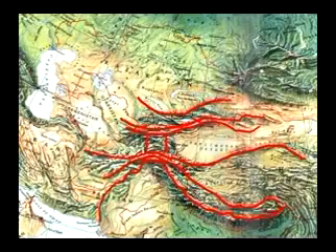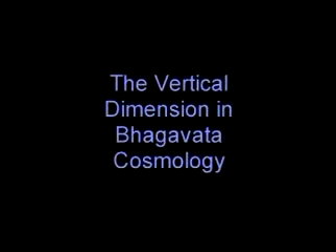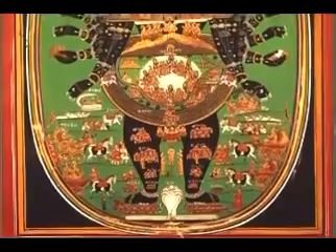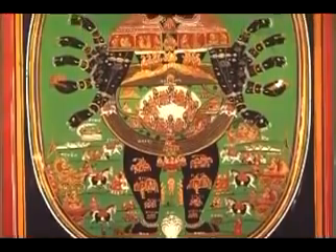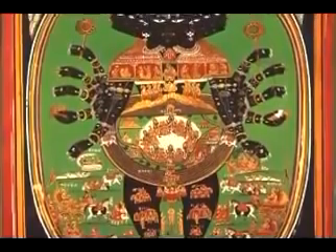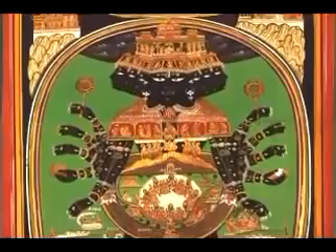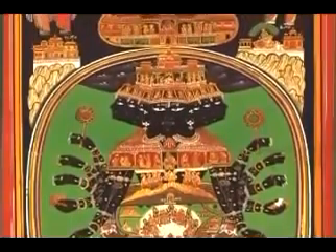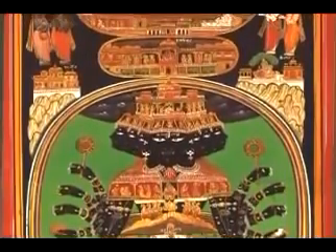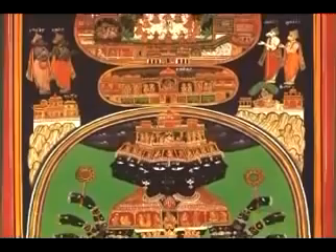The vertical dimension in Bhagavat Cosmology. The Bhumandala disk represents the exoteric domains of the earth and planets. In contrast, the cosmic axis, extending perpendicular to Bhumandala, is filled with esoteric meaning. It represents the path of ascent or descent of the soul.